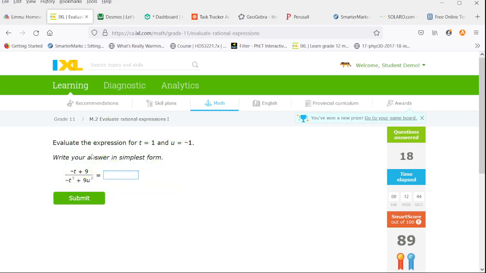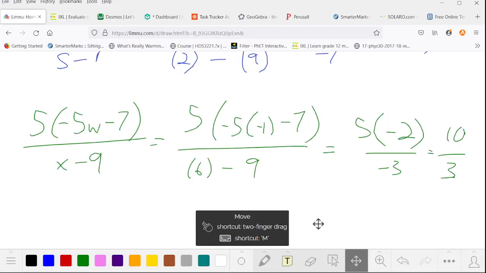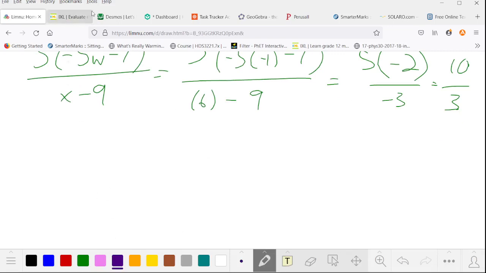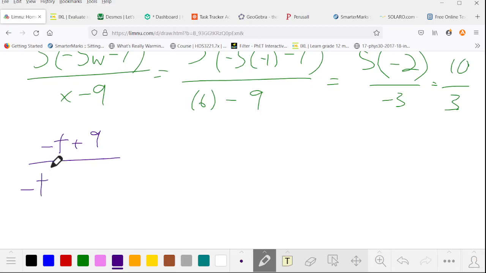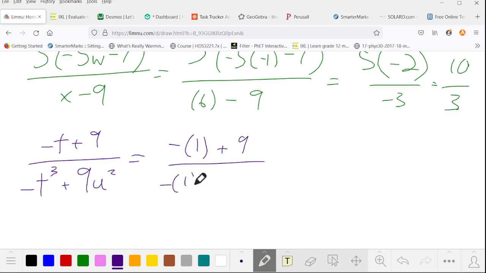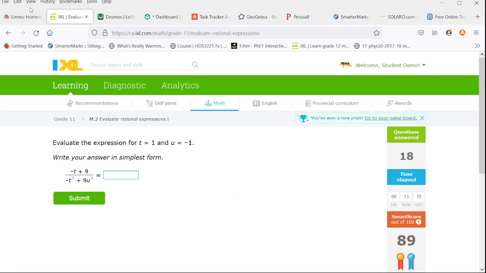So now we have t minus 9 over t cubed, or negative t cubed, plus 9u squared. So our numerator again, negative t plus 9, and our denominator is negative t cubed plus 9u squared. We want to evaluate this for t equals 1. And our u is negative 1.